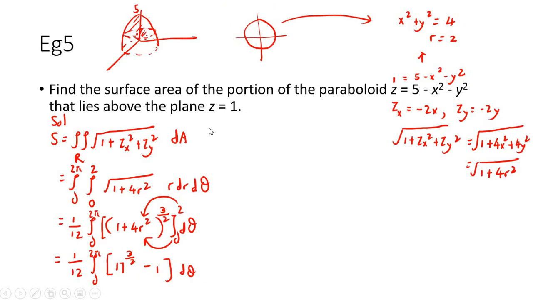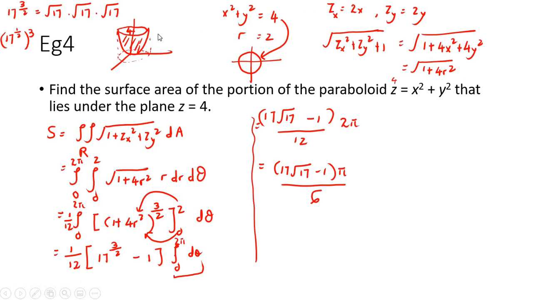Okay, 4 and 5 are only inverted. In example 5, your paraboloid has a maximum point. Example 4 has a minimum point, but their projection is the same. The same circle, radius 2, that's why the answer is the same.